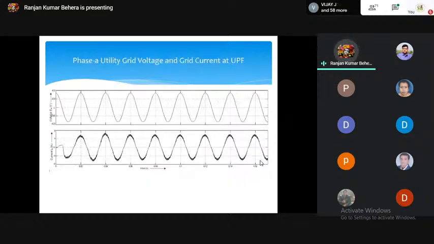And when you pass it through this filter circuit, you can see that the lower one is our current and the upper one is our voltage. So that way you can see that our grid current and voltage are both at unity power factor.